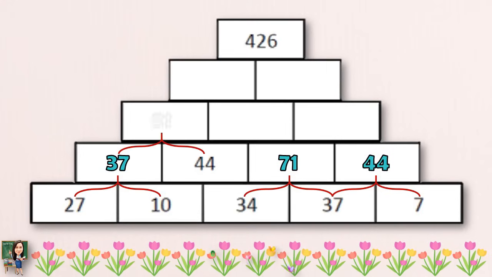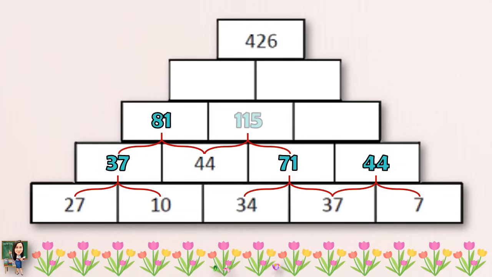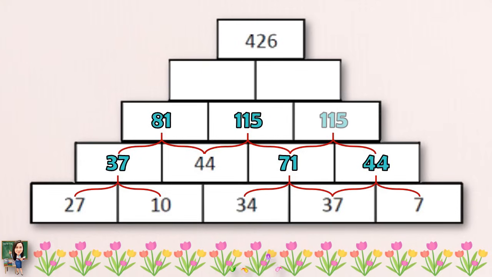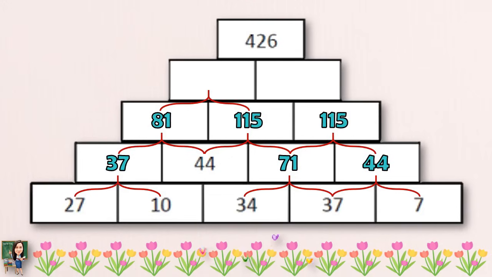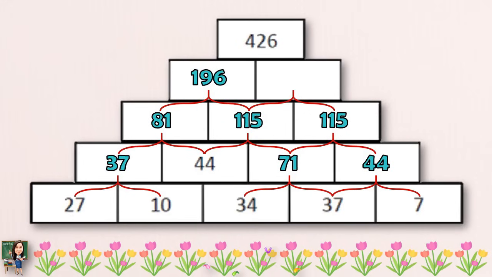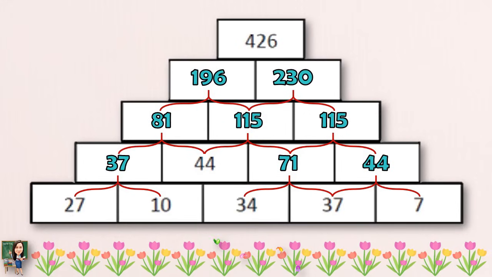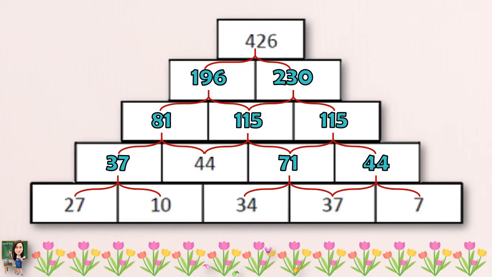37 plus 44 equals 81. 44 plus 71 equals 115. 71 plus 44 equals 115. 81 plus 115 equals 196. And 115 plus 115 equals 230. Then add 196 plus 230 equals 426. Now, the blocks are complete.